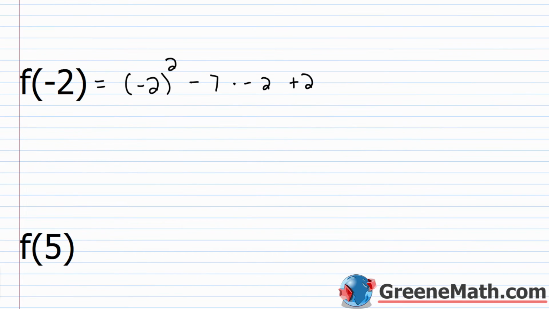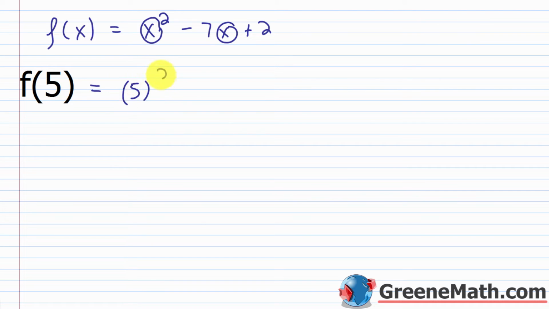Scroll down a little bit. We'll have negative 2 squared is 4. Then we have negative 7 times negative 2. That's positive 14. So plus 14, then plus 2. So 4 plus 14 is 18. 18 plus 2 is 20. So we can say the function's value when x is equal to negative 2 is 20.